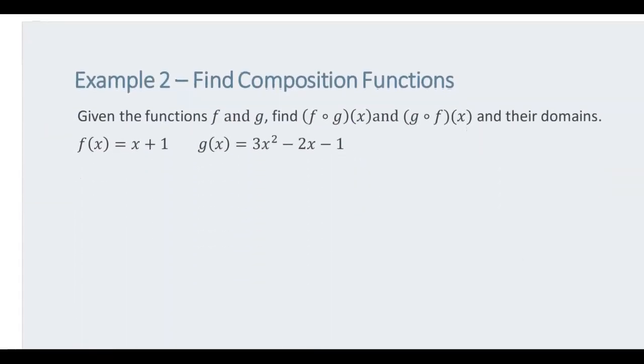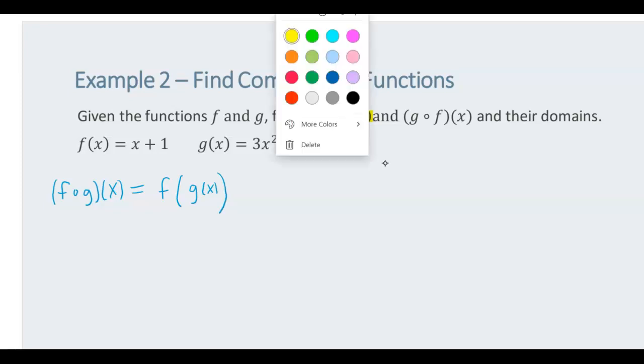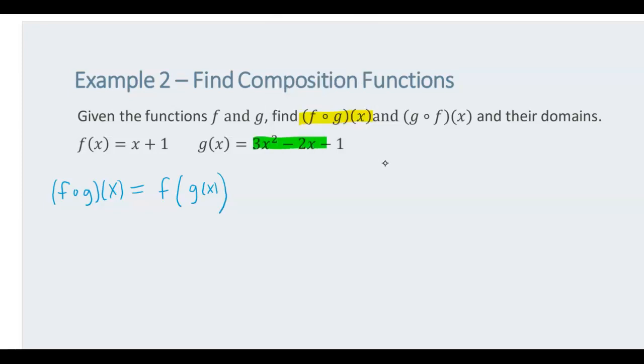All right, so in this example, we have two functions, f and g, and we're going to first find f of g of x. We'll do this part first, and we'll find its domain. So f o g of x is f of g of x. I'm going to take the function g, this whole thing, and it's going to be plugged in wherever I have a variable for x in the function f.